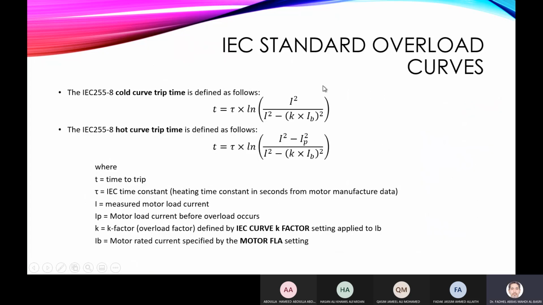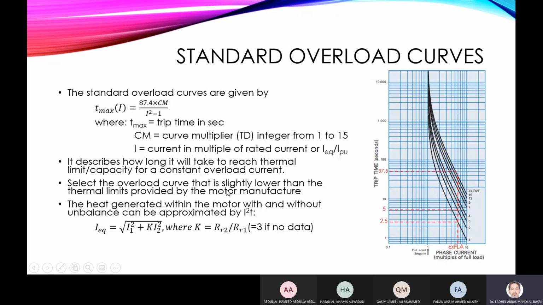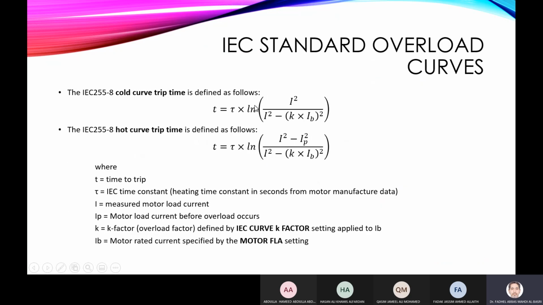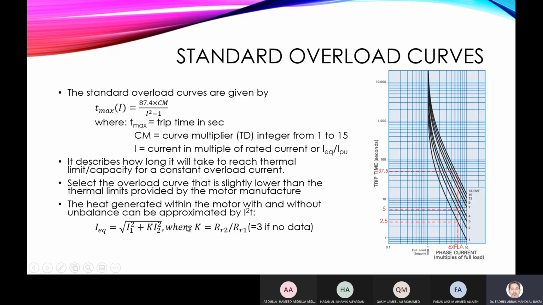This is IEC standards. This is IEEE standard curves, and this is IEEE IEC standards curves. Same, but here we need to add... Sorry. So what is this K factor? K factor represents the negative sequence resistance of the rotor to the positive sequence resistance. If this is not available, normally you can take 3. And there are also other ways to estimate these factors.